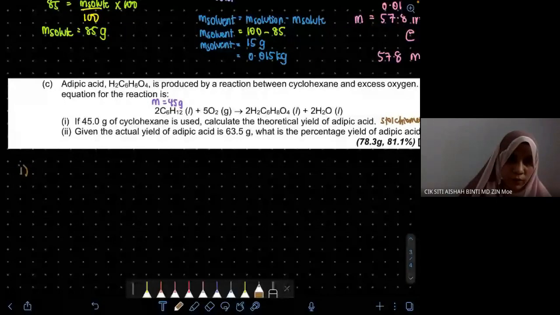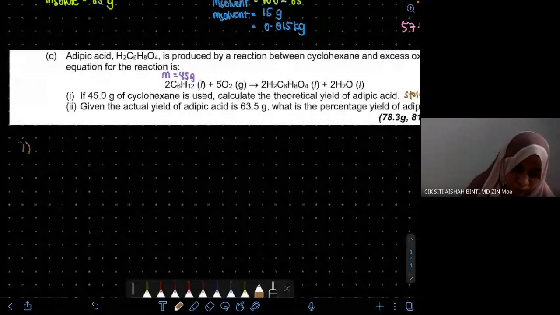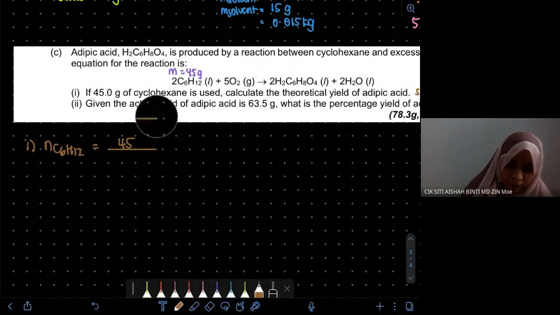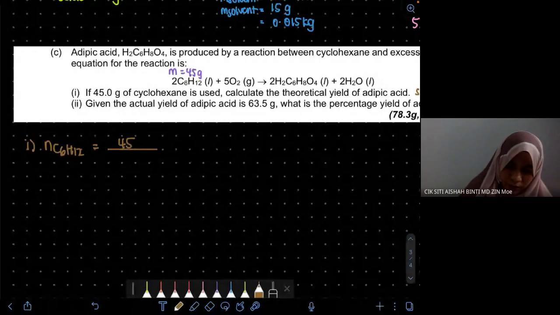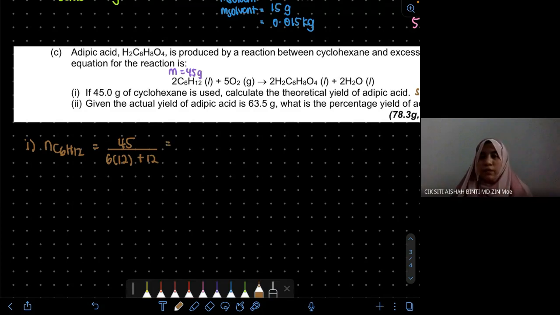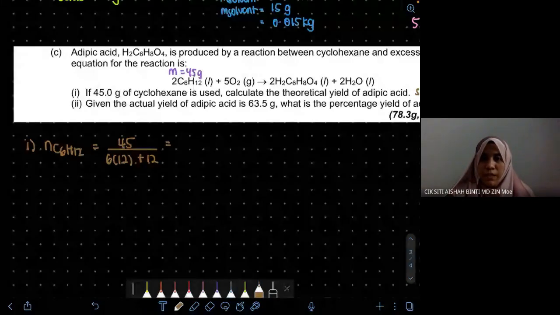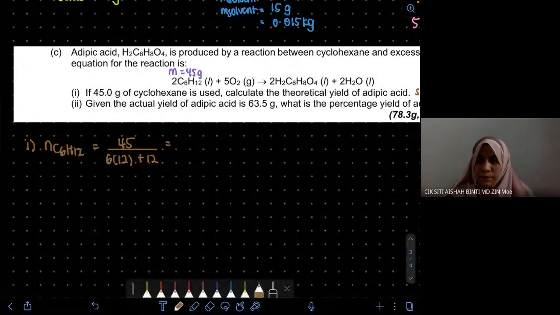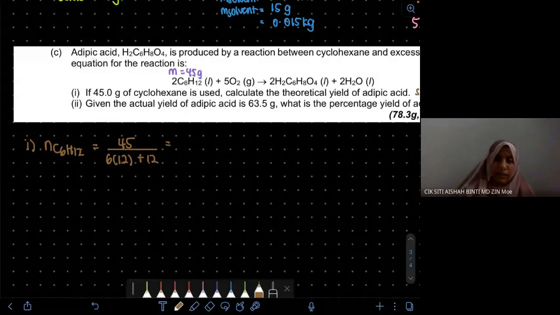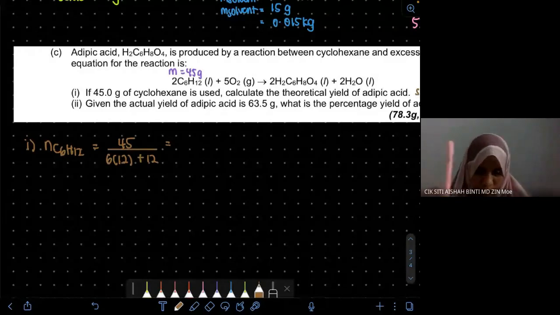So the number of mole of C6H12 is equal to 45 gram divided by the molar mass: 6 carbon, which is 12, plus 12 hydrogen. Okay. So siapa kita nak bagi nama? Elmus. Okay, so tell me Elmus, what is the number of mole for our cyclohexane?